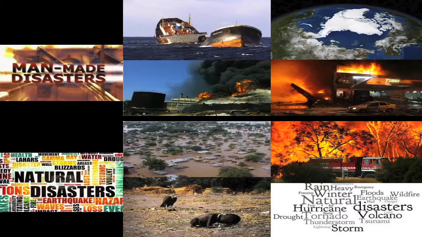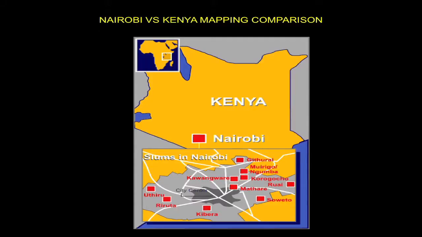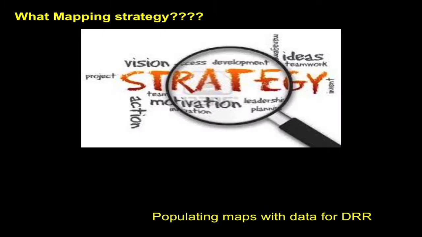Before I talk on how we are going to do it, I want to talk about why we'll do it. When such disasters happen, specifically in Africa, in Kenya, most of the time you don't have the data needed to do the response. And we all know that the simplest tool for a response is a map. That just shows the level of detail in Kenya, and when compared to Nairobi, the level of detail in Nairobi is much higher than the level of detail in Kenya.